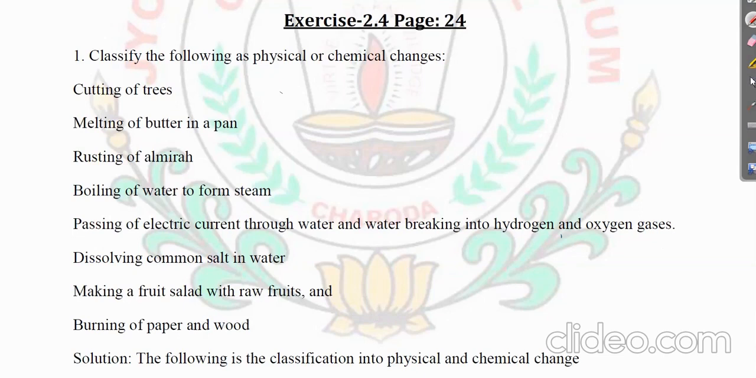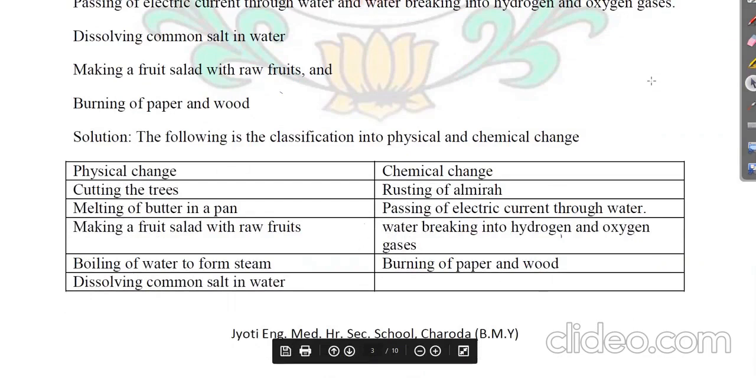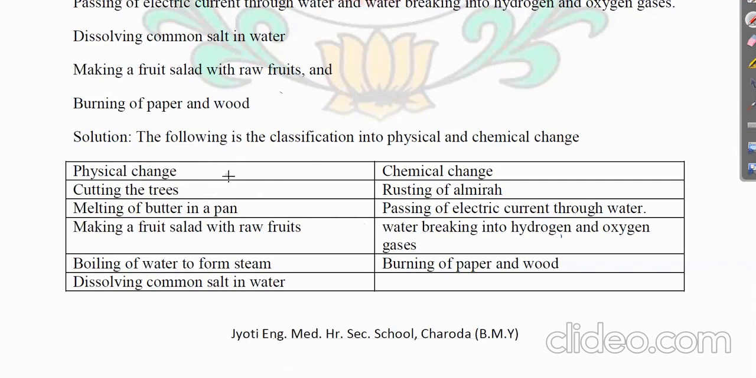Out of these, we have to find which are physical changes and which are chemical changes. So here we have made two columns, one for physical change and one for chemical change. All the changes which are reversible, which can be easily reversed, are termed physical changes, and all the changes that are irreversible, that cannot be changed backward, are known as irreversible or chemical changes.